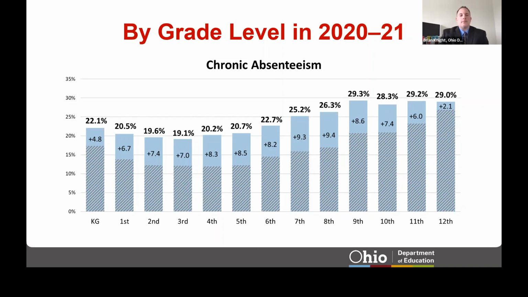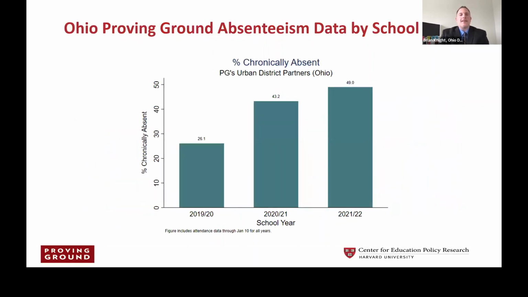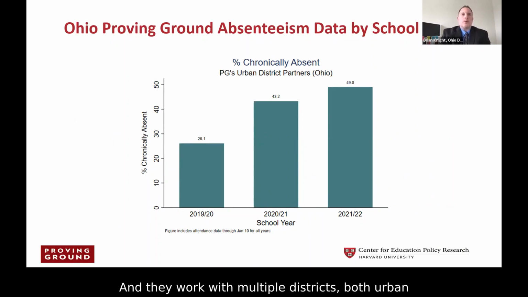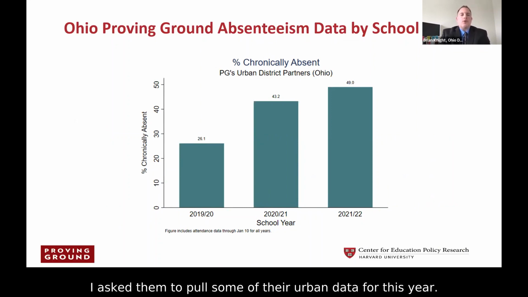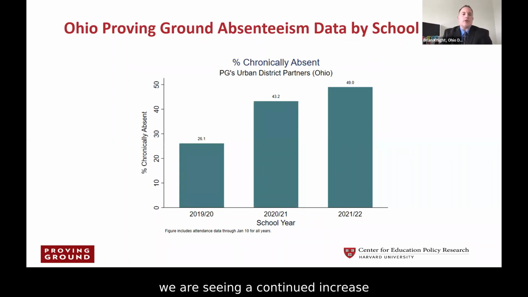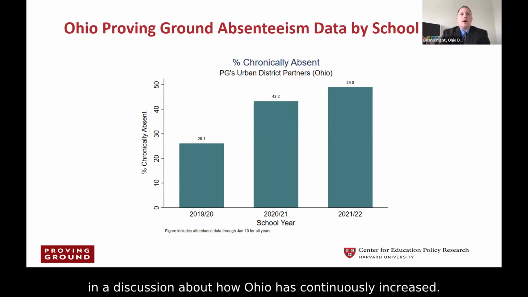Next slide. One of our partners is Proving Ground at Harvard University, and they work with multiple districts, both urban and rural. I asked them to pull some of their urban data for this year. So there's 3 schools that are involved here with their urban data. And just like we had talked about with the previous slides, we are seeing a continued increase in chronic absenteeism in our urban districts. Hetty had mentioned previously, just in a discussion about how Ohio has continuously increased.